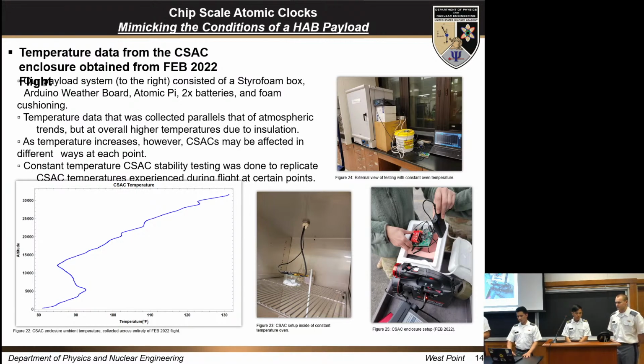So what we did is we worked in the chemistry lab and used our oven to mimic and create those same temperatures, and see how the CSACs operate at the same temperatures that they were at on the balloon flight.